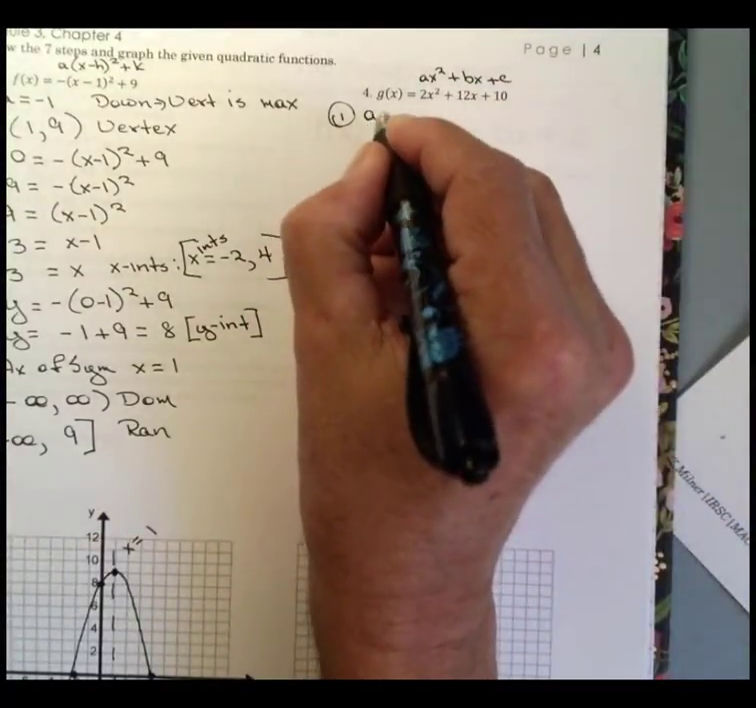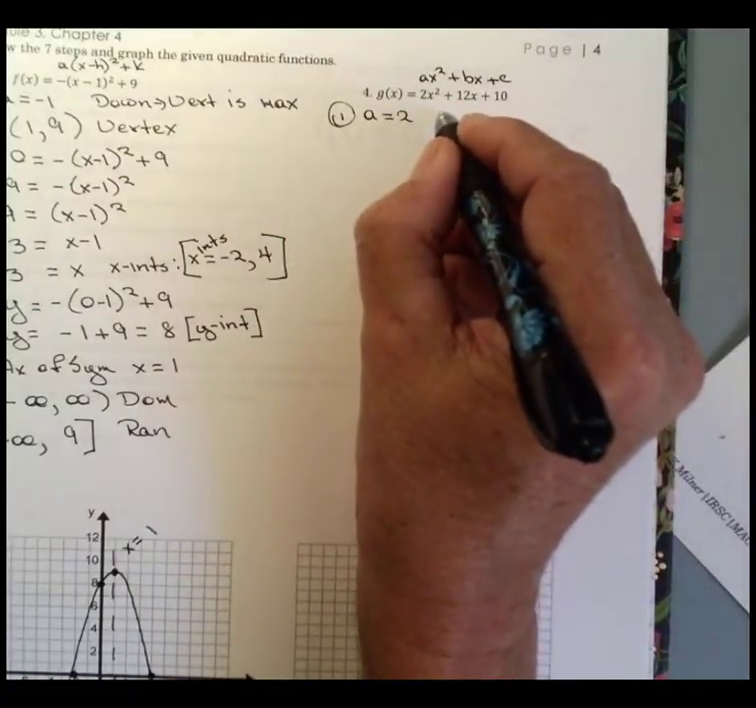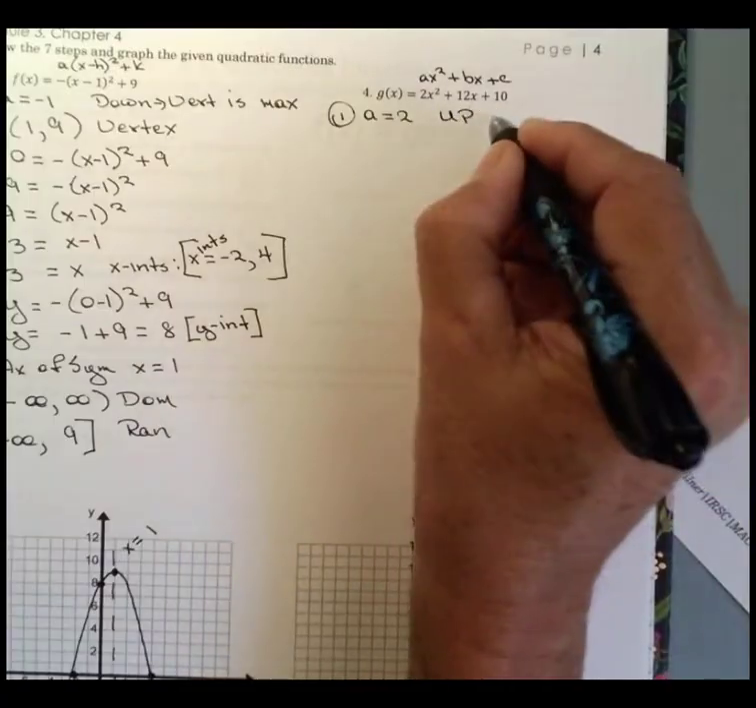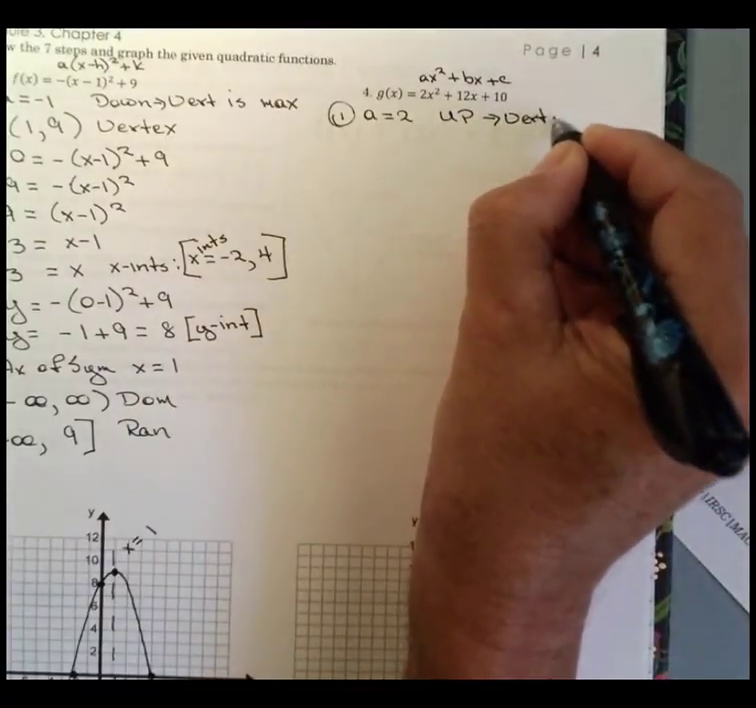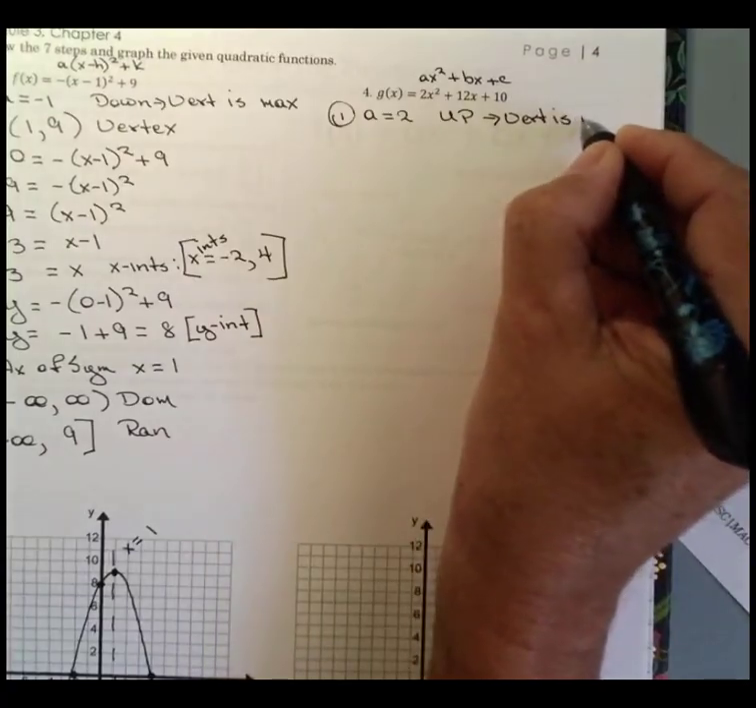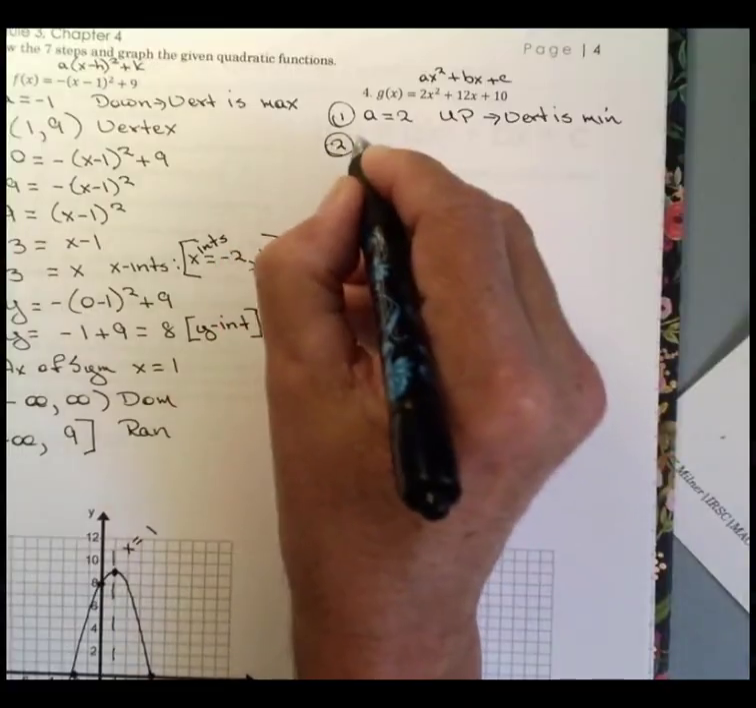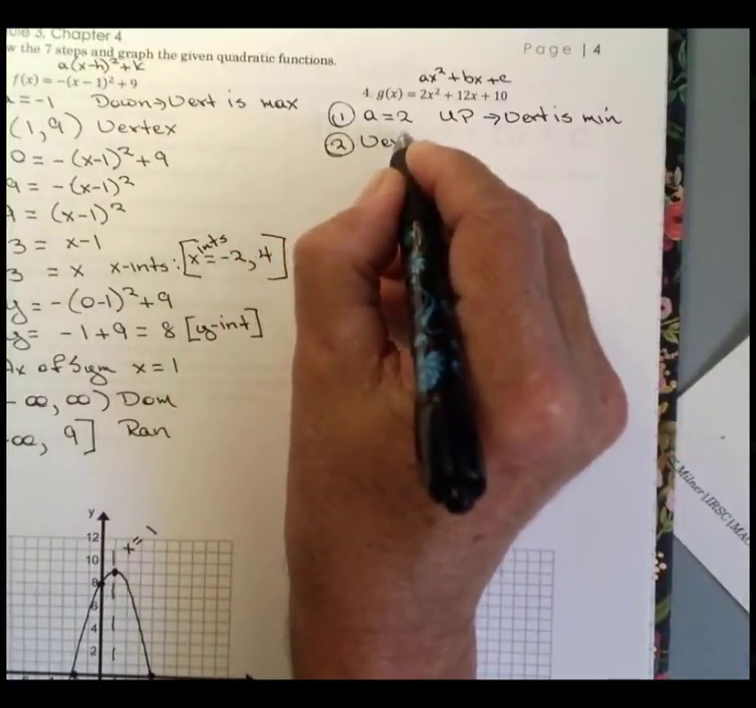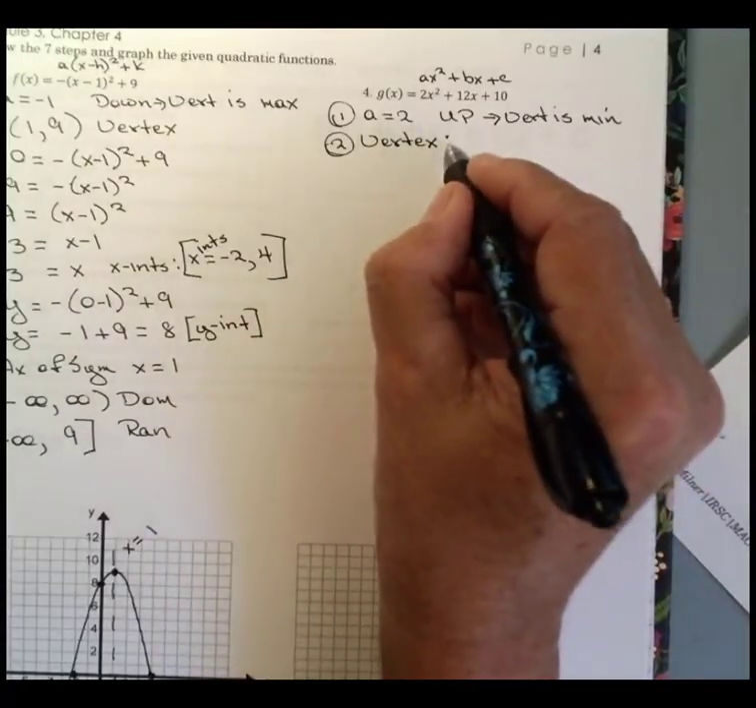Well, I identify what A is equal to, and if A is positive, and it is, then it is pointing up. So, therefore, the vertex is the minimum point, the smallest point on my graph. Now, the second question is, what is that vertex? And I'm just going to write out here, this is the vertex, my place for it.